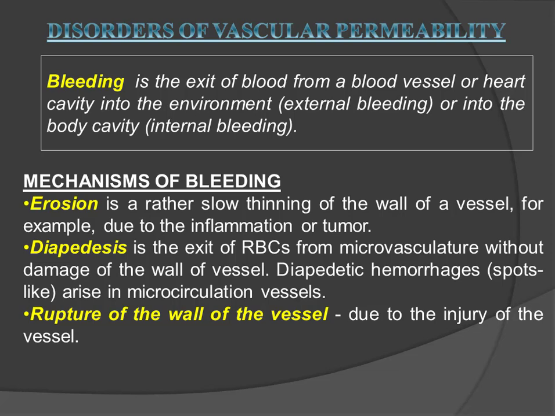bleeding and plasmorrhagia. Bleeding, or hemorrhage, is an exit of the blood from the lumen of the blood vessels or the cavity of the heart into the environment. External bleeding, or into a body cavity, is internal bleeding, or tissue extravasation. According to the etiopathogenesis classification, there are three main types of bleeding.